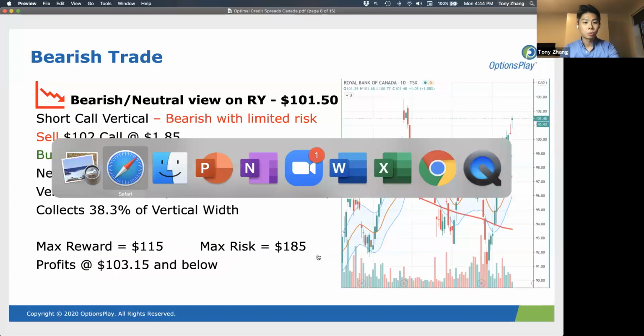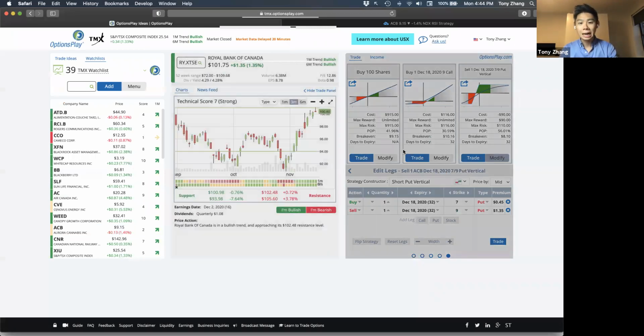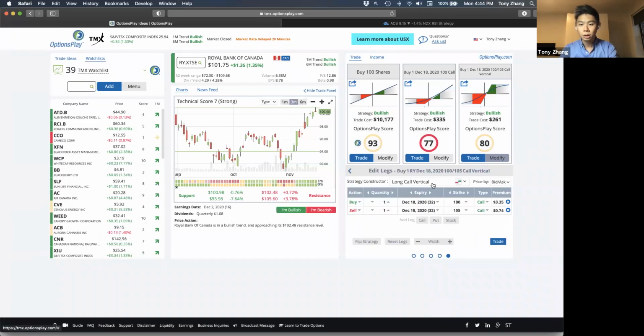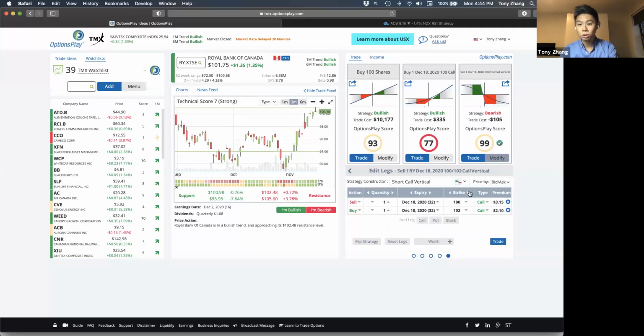And I'll show you that here, using the options play tool. Let's look at Royal Bank of Canada. I'm going to set up exactly the trade that I want to show you here. We'll go to the strategy constructor. We'll select a bearish strategy, and we're going to sell a call vertical here, the strategy that we just talked about.